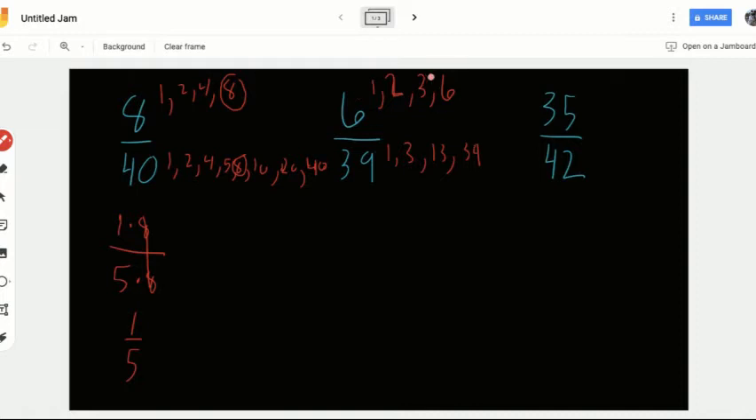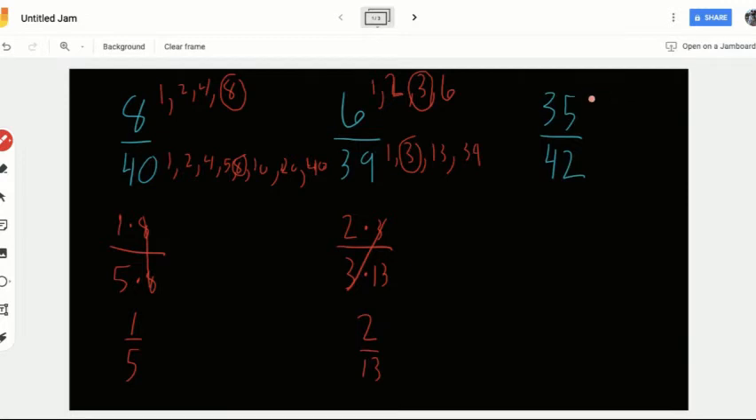So again, find the biggest number, in this case 3, that these two have in common. So 6 is going to be 2 times 3 on top, and the bottom is going to be 3 times 13. Again, these numbers can cancel. They're the same. So I'm left with 2 over 13. All right, I'm going to slide over here and do the same thing.